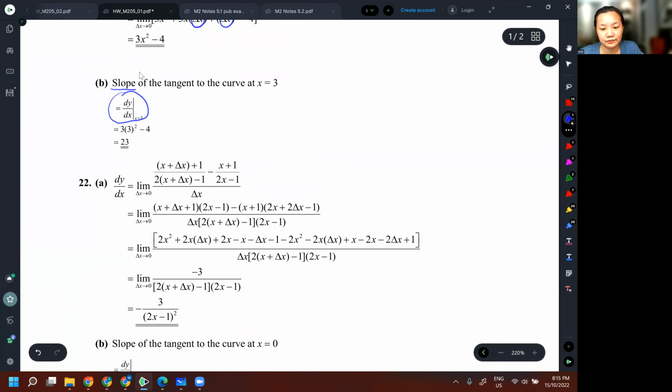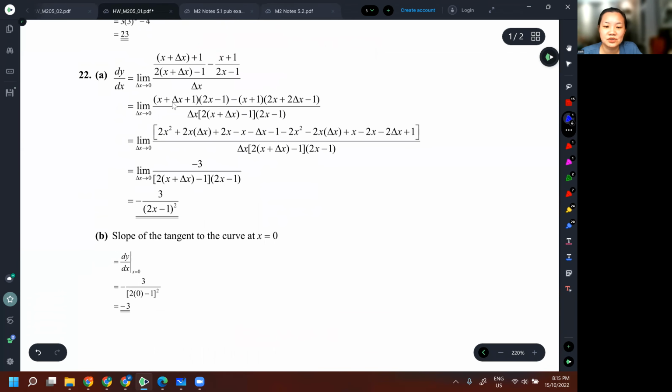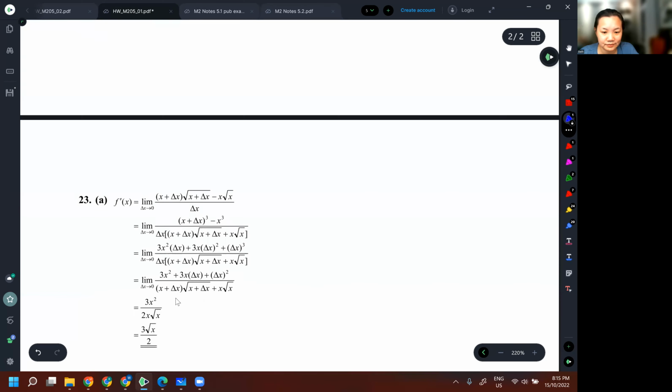Question 22. Now this is a difficult question because delta y over delta x and the delta y is very difficult to simplify. And I saw that you tried very hard to simplify it. Unfortunately, you have to expand this, which has 6 terms, and then expand this, which also has 6 terms. But luckily, most of the terms can cancel each other out, and then you're left with very few things. This is the answer.